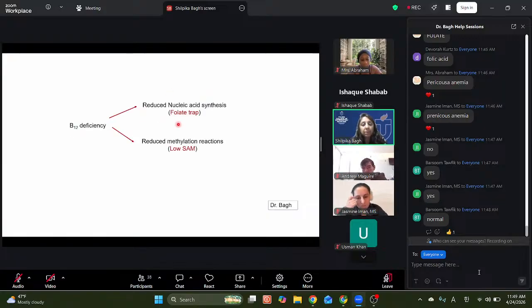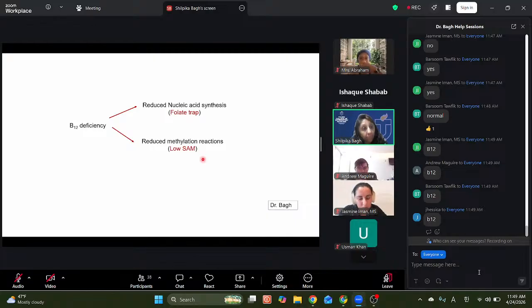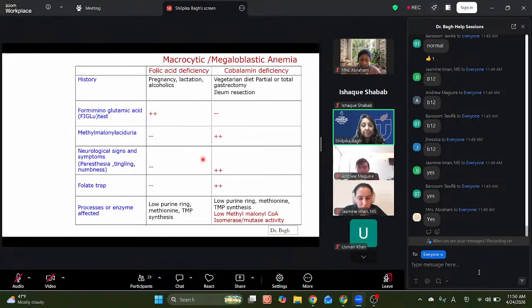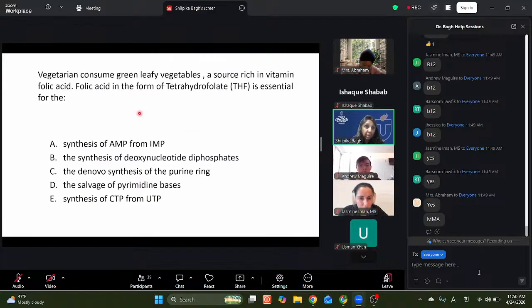So are you aware of folate trap, which is seen in B12 or folic acid deficiency? Both folate and B12 deficiency can lead to low SAM. That also leads to some of the neurological signs and symptoms, but the typical paresthesia, numbness, tingling is mainly because of that. Remember the propionyl-CoA, methylmalonyl-CoA pathway? Those intermediates accumulate and cause neurological damage to the nerves.